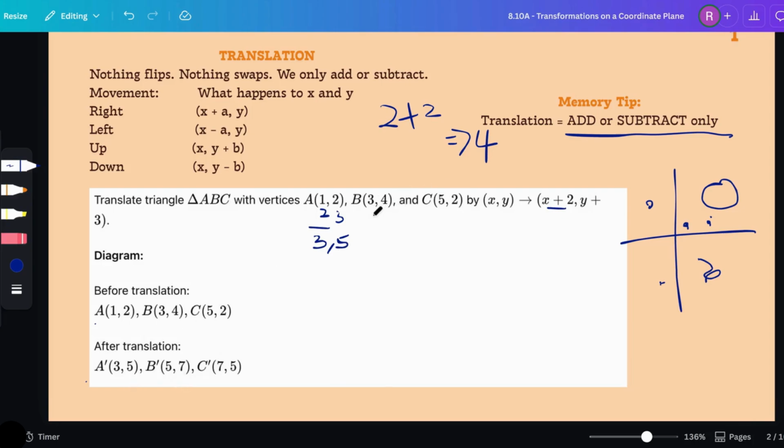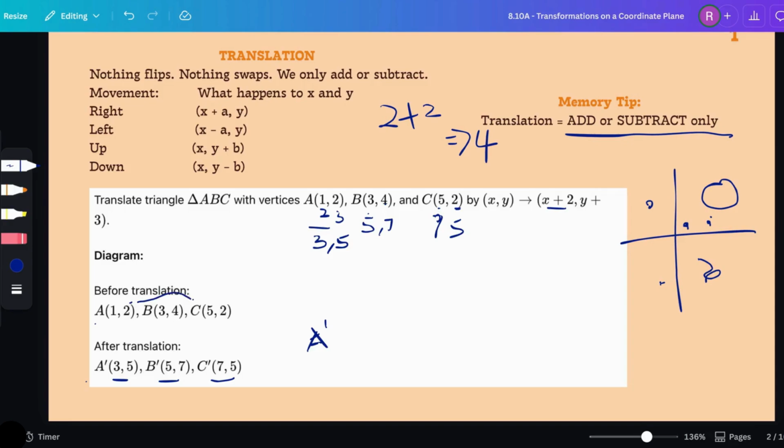Now the second one, we have 3 comma 4. We add 2 and 3. So this will become 5 comma, and when we add 3 to 4, it becomes 7. For this one, when we add 2 to 5, it becomes 7, and when we add 3 to 2, it becomes 5. So A prime will be 3 comma 5, B prime will be 5 comma 7, and C prime will be 7 comma 5. The prime shows that a transformation has been done on it. The transformation that was performed on it is translation.